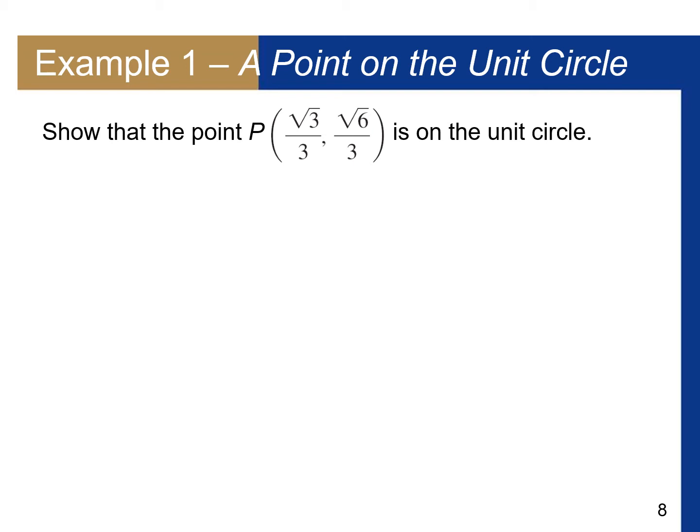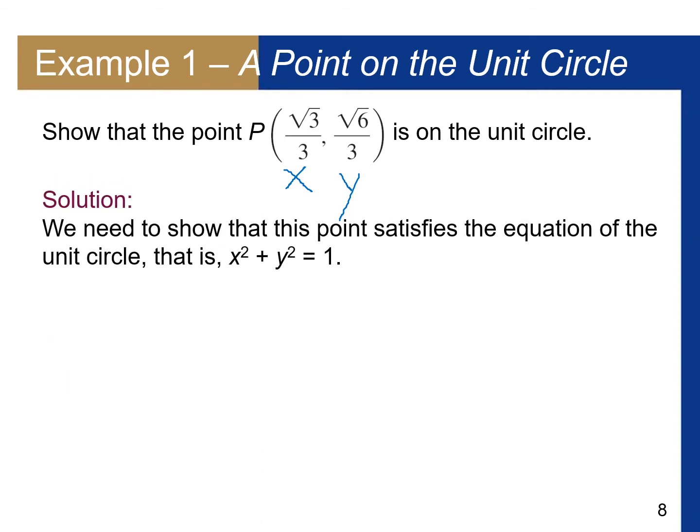Now, we're going to show that point P, whose x value is the square root of 3 over 3, and the y value is the square root of 6 over 3, is on the unit circle. So how we would do that is first we would remember that we have this value being our x value, and this value being our y value.